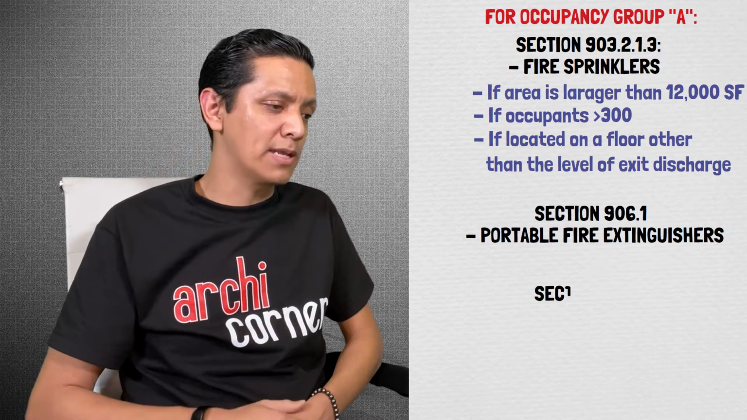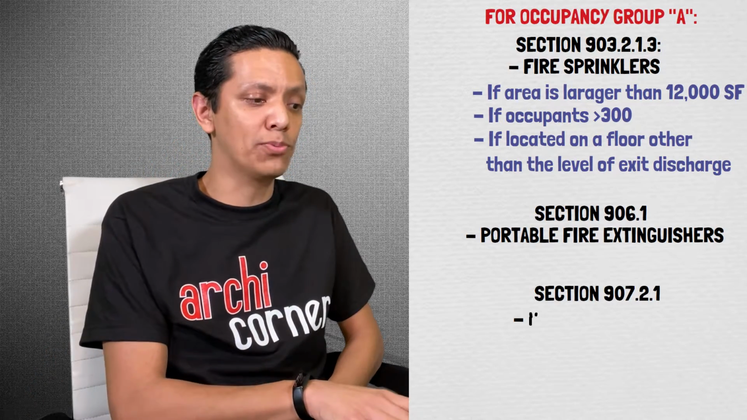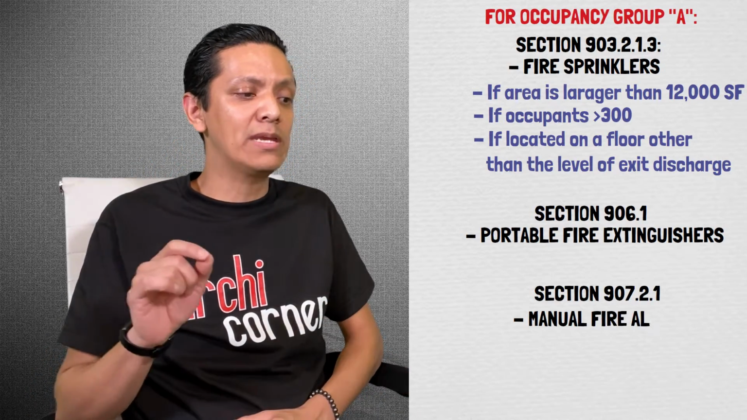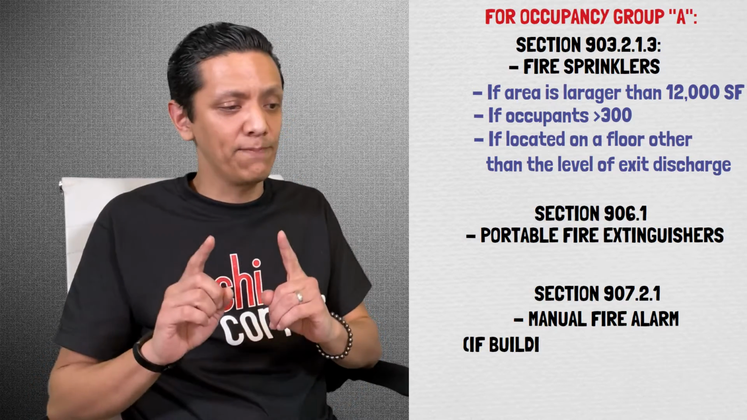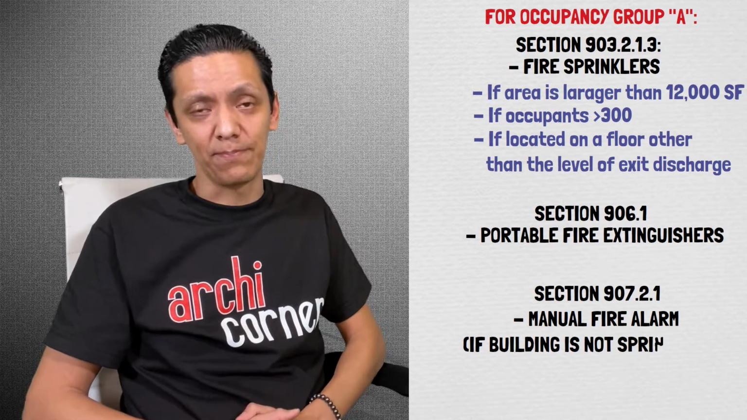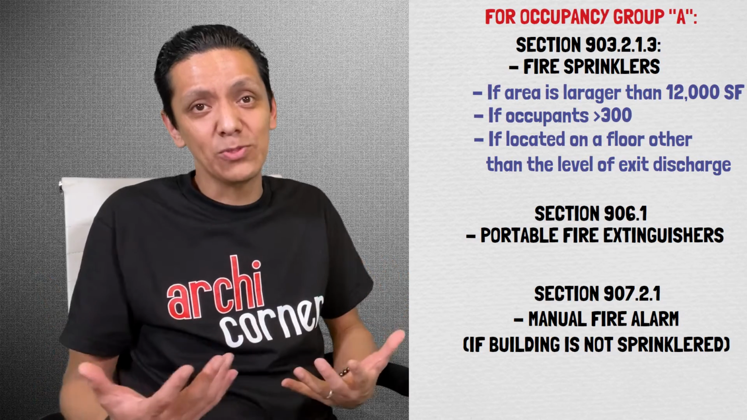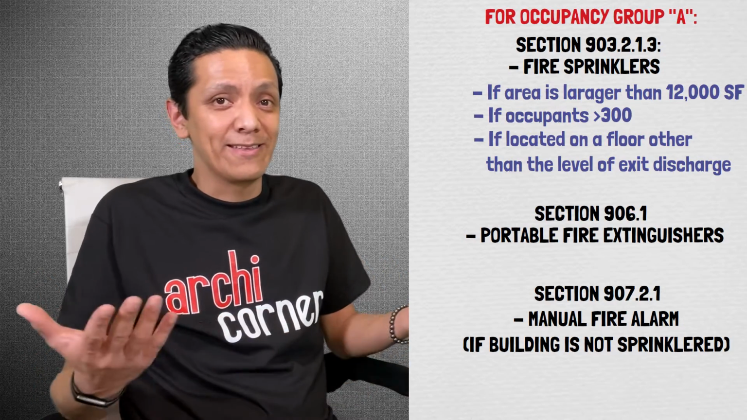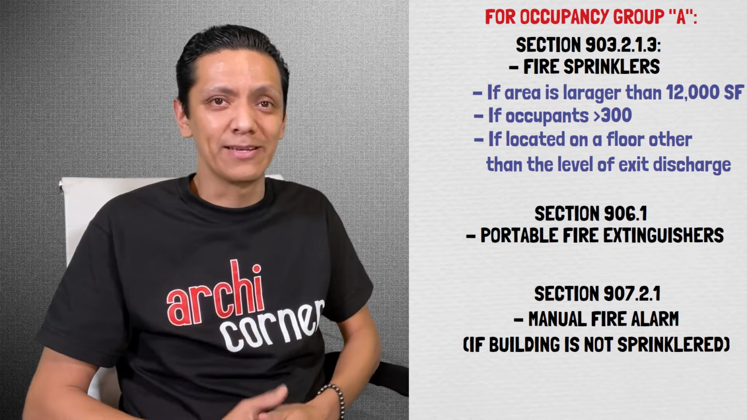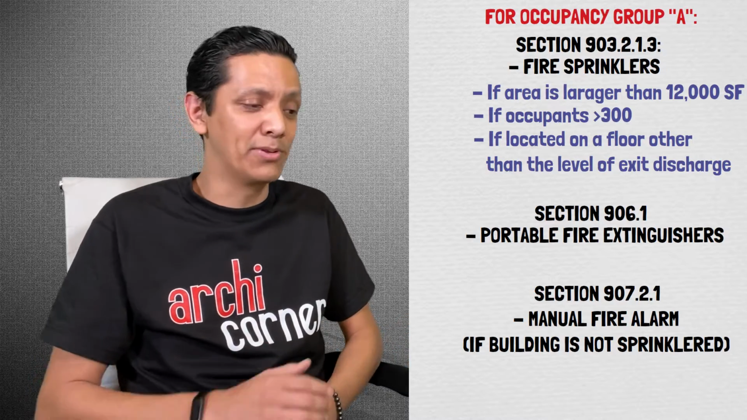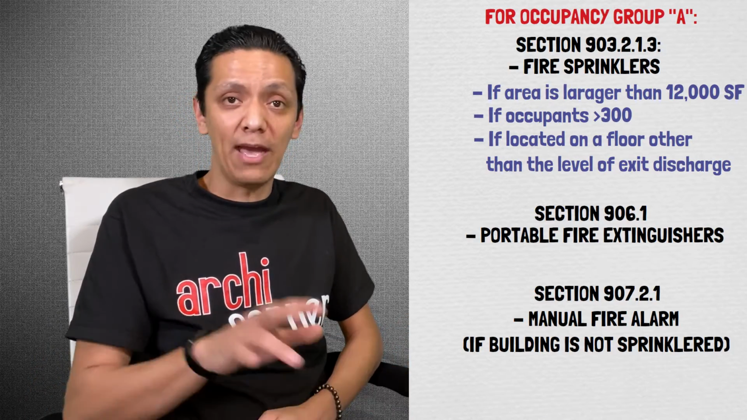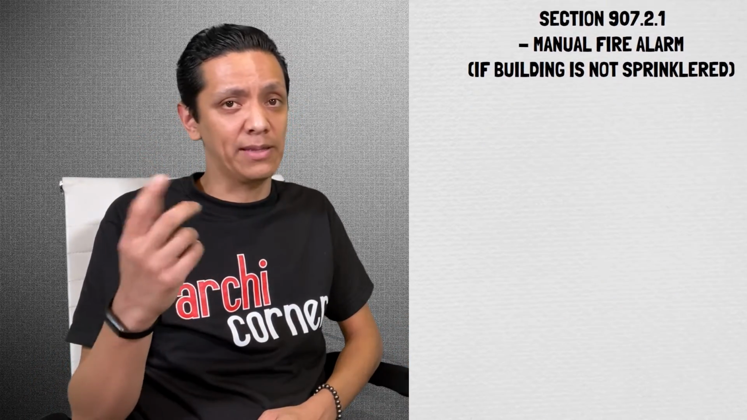The third requirement is in section 907.2.1, where it tells us that we need a manual fire alarm if the building is not sprinklered. But in our case, our building is sprinklered. So again, this kind of doesn't apply because we are sprinklered. The building is sprinklered. But we have two occupancies. We've only talked about the A3 occupancy. What about the B occupancy?